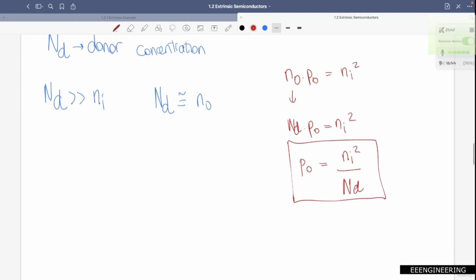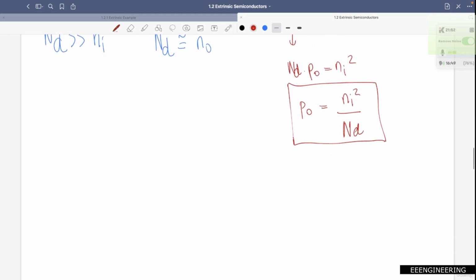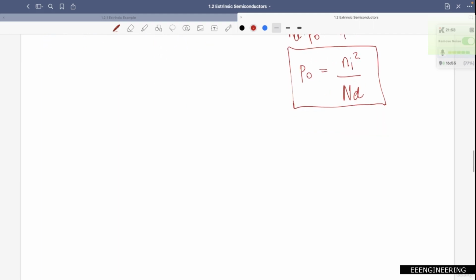Similarly, at room temperature, we have a similar formula for hole concentration too. At room temperature, each acceptor accepts a valence electron in a semiconductor. We already have that logic. This time we have an acceptor concentration, NA, with A as a subscript. Let's say that concentration is a lot greater than the intrinsic carrier concentration.